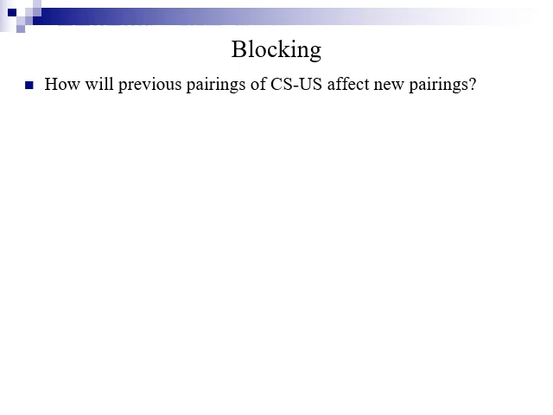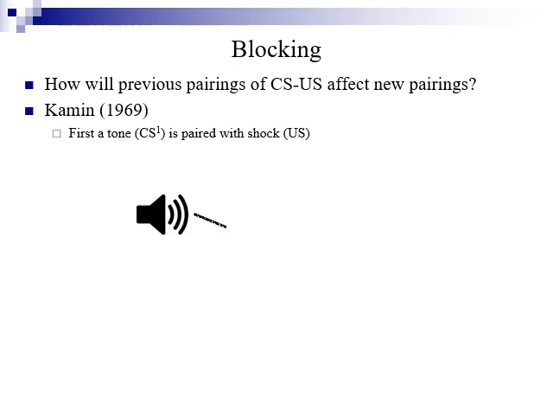Blocking is very similar to overshadowing and therefore easy to confuse, but there is a really important difference. This difference deals with how previous experience will affect these new pairings. So with blocking, we start out doing conditioning in the normal way. So we have a CS that's paired with a US, right? So we have this tone that is paired with an unconditioned stimulus of shock.